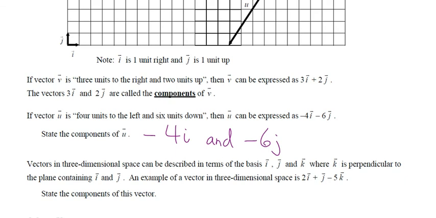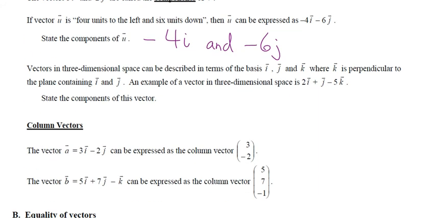Vectors in three-dimensional space can be described in terms of the basis i, j, and k, where k is perpendicular to the plane containing i and j. At that point, usually i and j become flat, and k runs perpendicular, so up or down, right? An example of a vector in three-dimensional space is 2i plus j minus 5k. The components of this vector are 2i, j, and negative 5k, right?